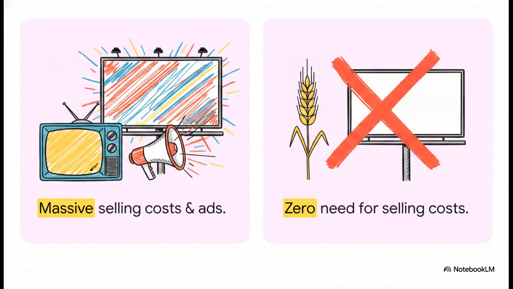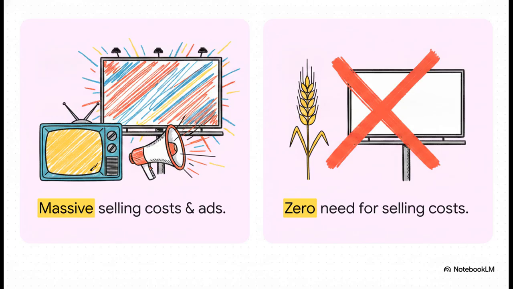And this environment completely dictates their spending habits. For the titans of oligopoly, selling costs and advertisements are basically a matter of corporate life and death. Because products might be slightly differentiated, think about the distinct branding differences between Coke and Pepsi, they spend billions on TV commercials, price-cutting campaigns, and aggressive marketing just to steal market share from their few rivals.